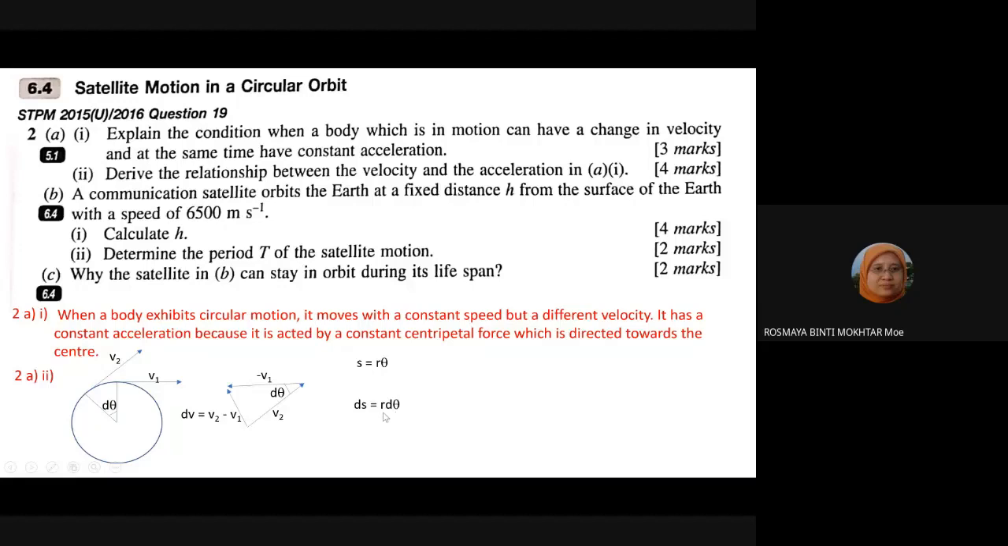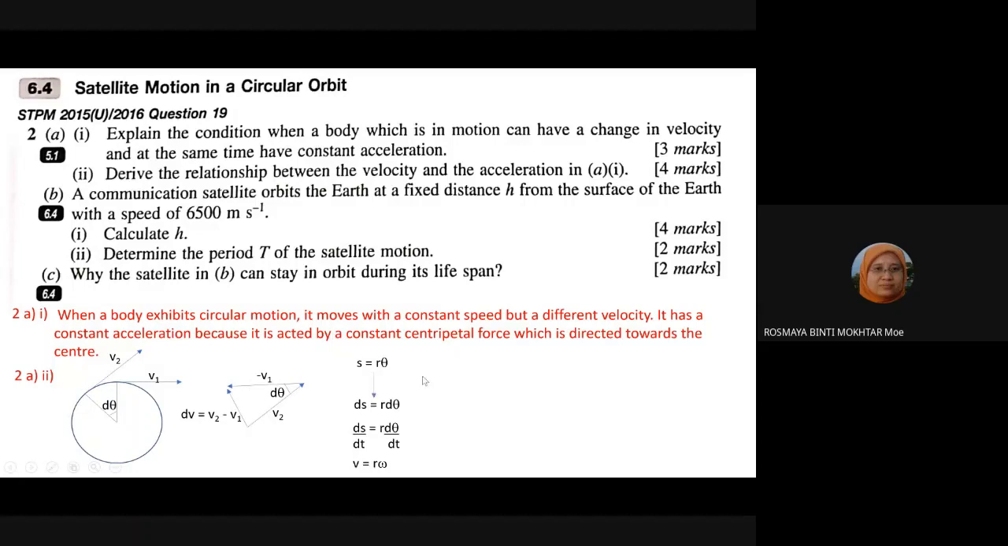Now to relate with velocity, you divide both sides by time, so you get ds by dt, which is velocity, and d theta by dt is angular velocity. Angular velocity equals angular displacement divided by time. So r omega. So now we get v equals r omega. We do this expression by referring to the circle here.